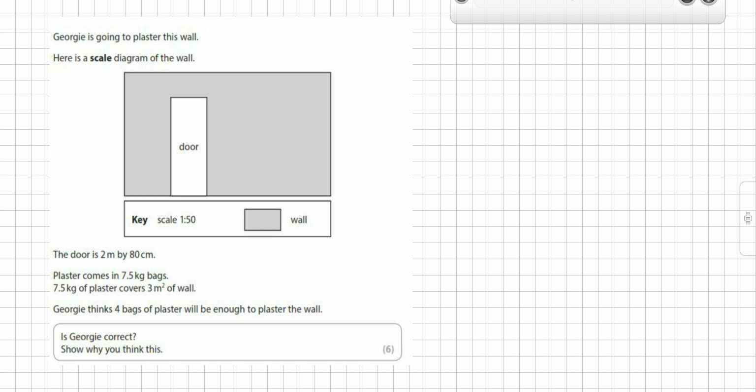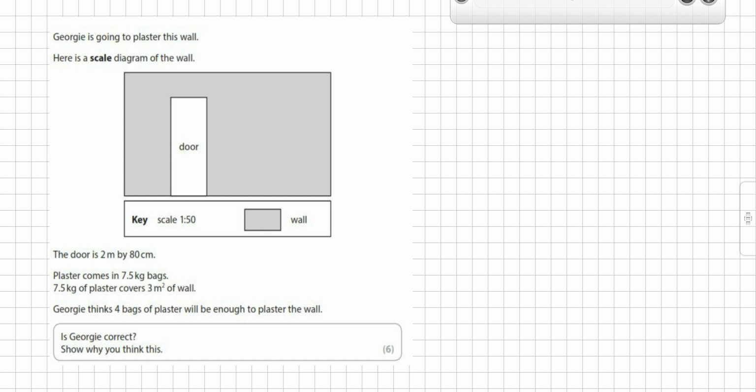Georgie is going to plaster this wall. Here is a scale diagram of the wall. And then we have a picture of the wall with the scale underneath, and another little diagram to show us that the grey area is the wall, and there's clearly a door within this wall. It goes on to say the door is 2 meters by 80 centimeters. Plaster comes in 7.5 kilogram bags. 7.5 kilograms of plaster covers 3 meters squared of wall. Georgie thinks 4 bags of plaster will be enough to plaster the wall. Is Georgie correct? Show why you think this.